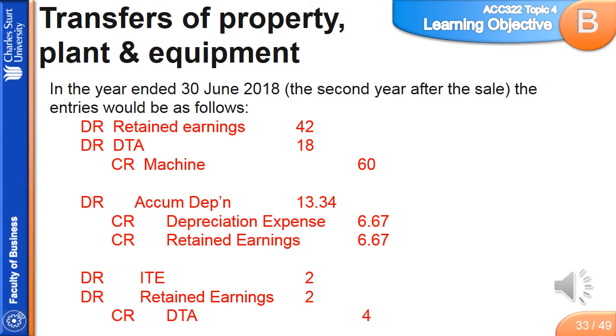And in relation to the next set of entries, we first got this debit to income tax expense of $2. So I relate that to whatever the depreciation expense amount is and times that by 30%. And then same with the retained earnings debit here of 2, I relate that to the above entry of 6.67 times 30%. And then the deferred tax asset, I relate that to the accumulated depreciation amount and times that by 30%.